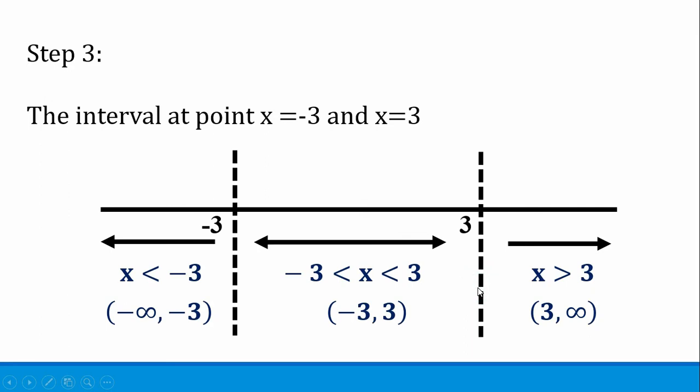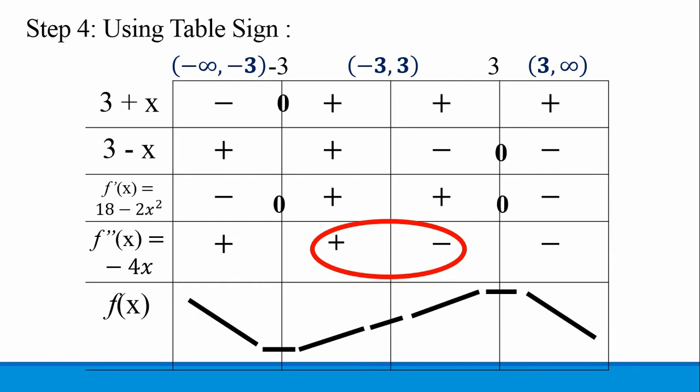Next, since you already have negative 3 and 3, I draw a line and put negative 3 and 3. You can see that this one is x less than negative 3, this one between negative 3 and 3 is negative 3 less than x less than 3, and of course above 3 is x greater than 3. This is how you identify the intervals, because I want to find the value from the interval.